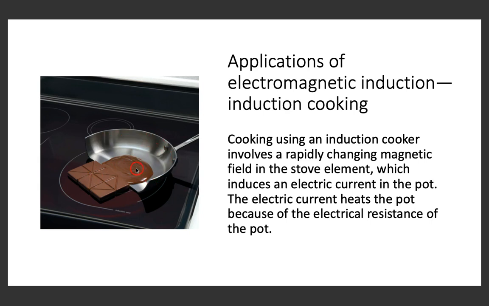This pan is heating up on the stove, but the chocolate is not getting hot here because it's not on a metal pan. And so how does that work exactly? Well, it uses this principle of electromagnetic induction, as it turns out. Basically, in an induction cooker, you have a rapidly changing magnetic field. Okay, so underneath this pan, there's a magnetic field that's rapidly changing down here. And so if there's a rapidly changing magnetic field, there's going to be currents induced in the pan.